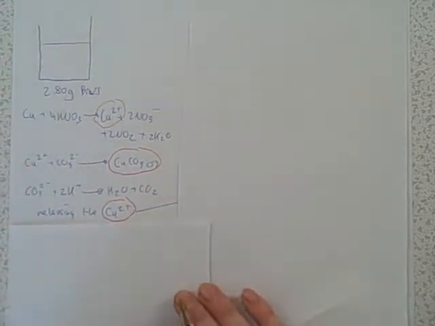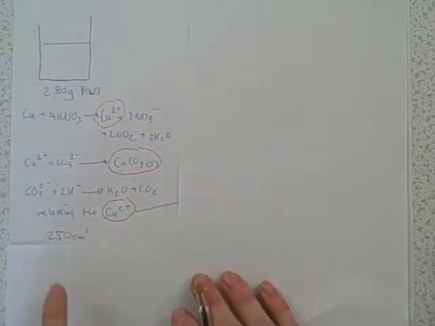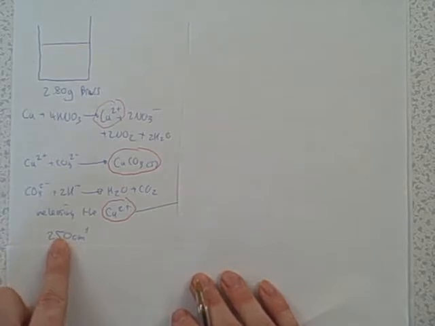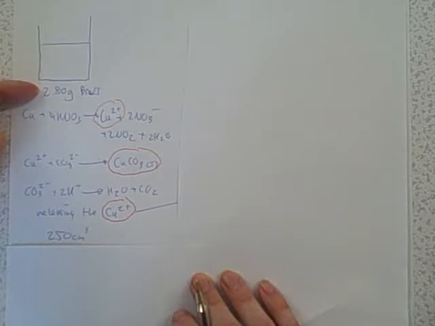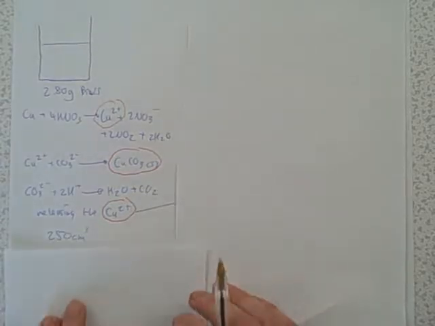Okay, and it says that this is made up to 250 centimeters cubed. So at the end of the day, we started with 2.8 grams of brass, and we ended with 250 centimeters cubed of copper 2+. Can you see how if you didn't figure out these equations, there's no real way you're going to know what's going on there, so you've got to look at the equations.